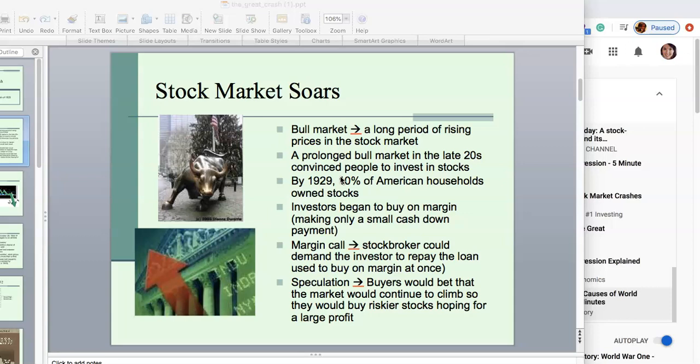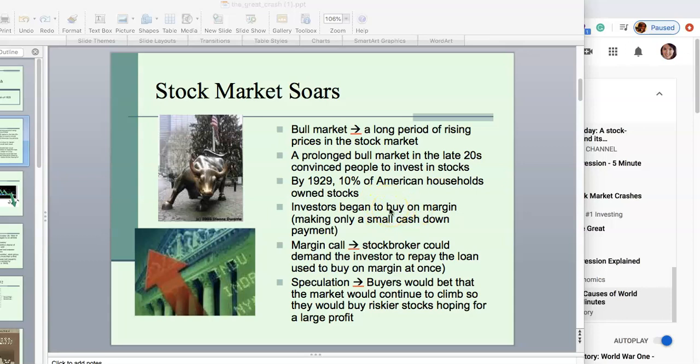I mean, we're saying that 90% didn't, but dealing with how much it was growing, it was becoming quite a big thing. And it's not just rich people owning stocks. People within the middle class that necessarily couldn't afford it were still doing it. Now, investors began to do something known as buying on the margin, which is another vocabulary word for you.